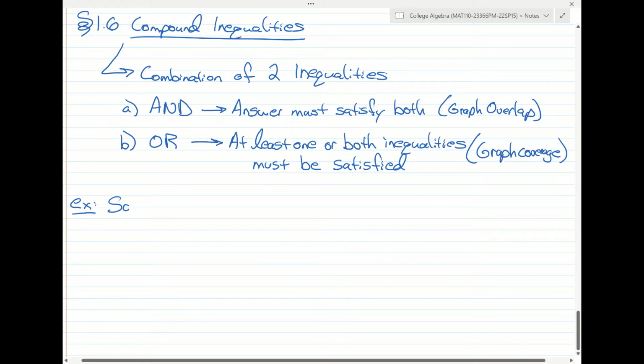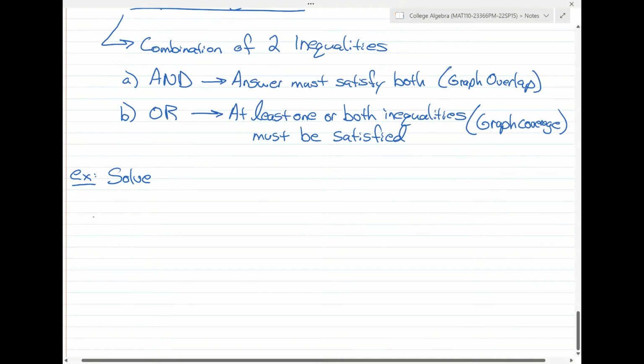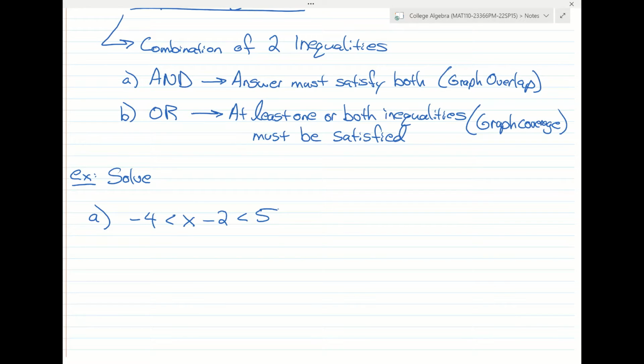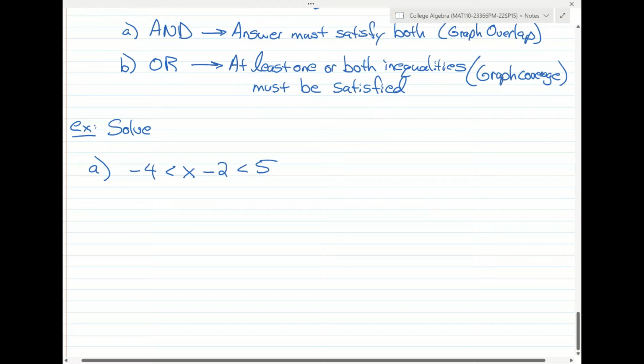The example is just going to say to solve. Here we had -4 is less than x minus 2, which is less than 5. This is a compound inequality because there's two inequalities here. The way we solve a compound inequality is the same way we solve a regular inequality. Try to get that x by itself. So you want to try to add 2 to both sides.